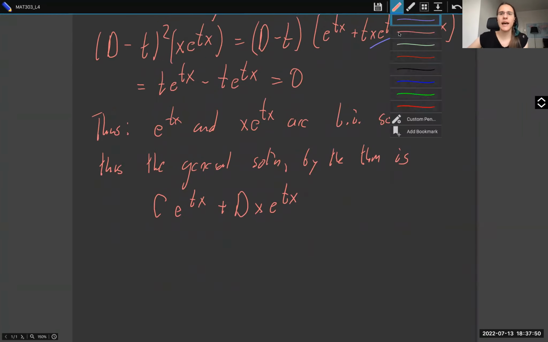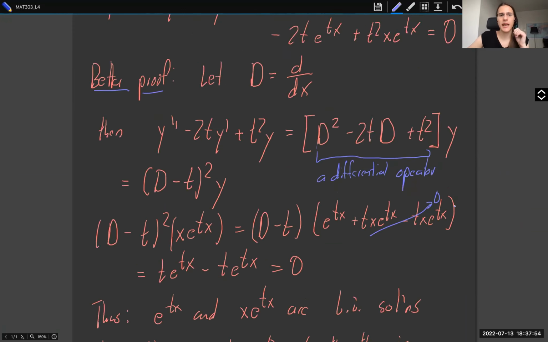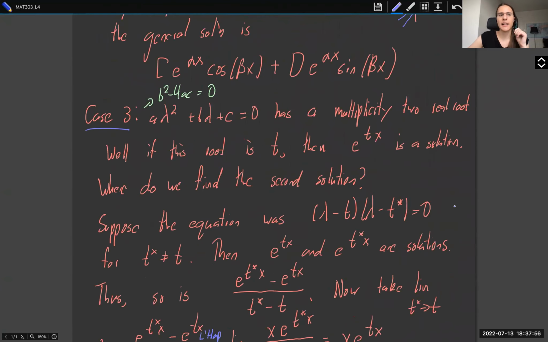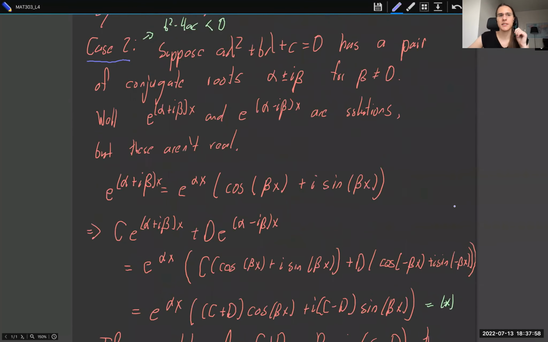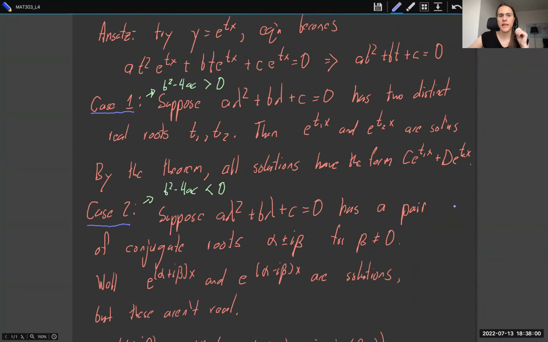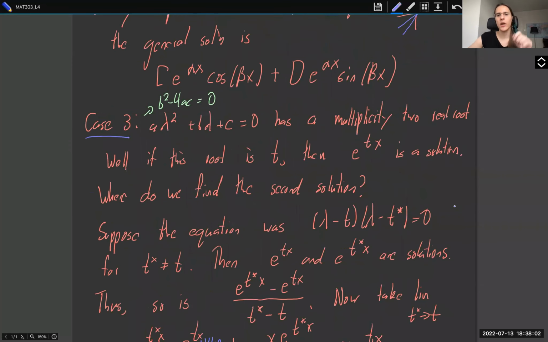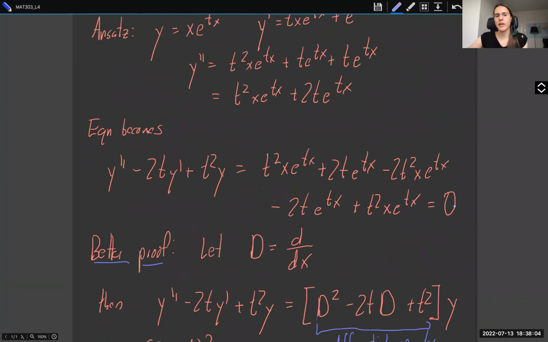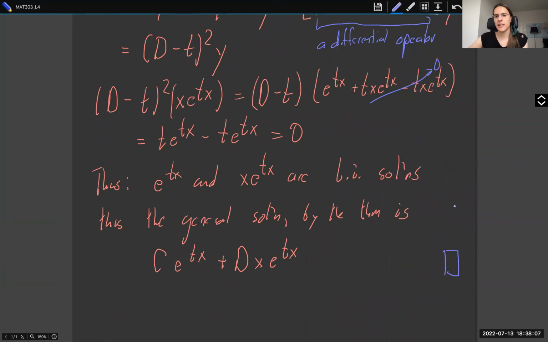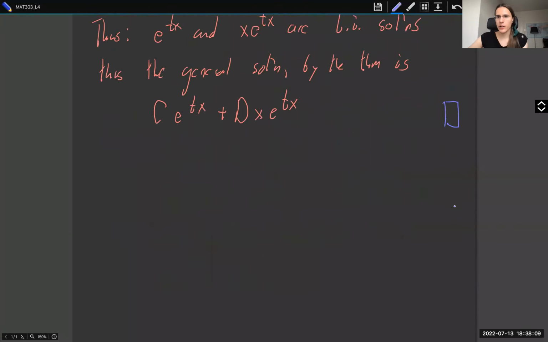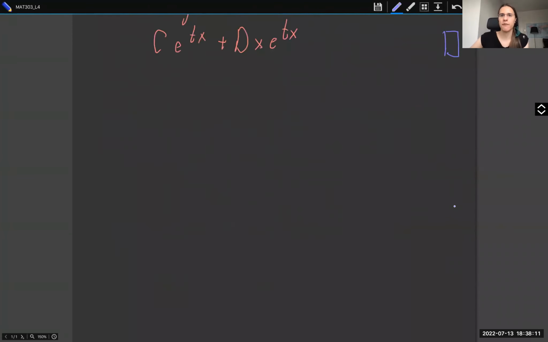And so that completes all 3 possible cases. The 3 possible cases were based on what the value of the discriminant was. It was bigger than 0, less than 0, or exactly equal to 0. And in all 3 cases, we found 2 linearly independent solutions that were real. And therefore, we got the space of all possible solutions if we believe the theorem that I said at the beginning of class.